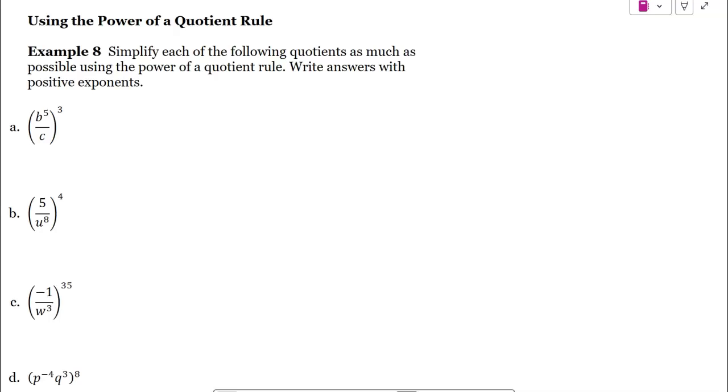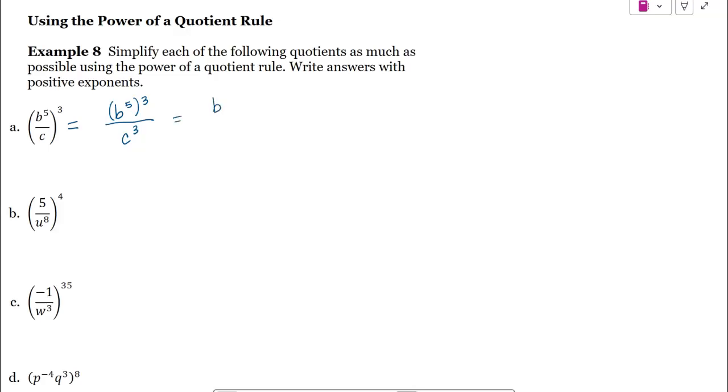Looking at example A, the quotient that I have, or the fraction, is b to the fifth over c, and that whole fraction is being raised to the third power. The way that we will tackle this is to take that exponent of 3, and raise both the numerator and the denominator to that exponent of 3 separately.